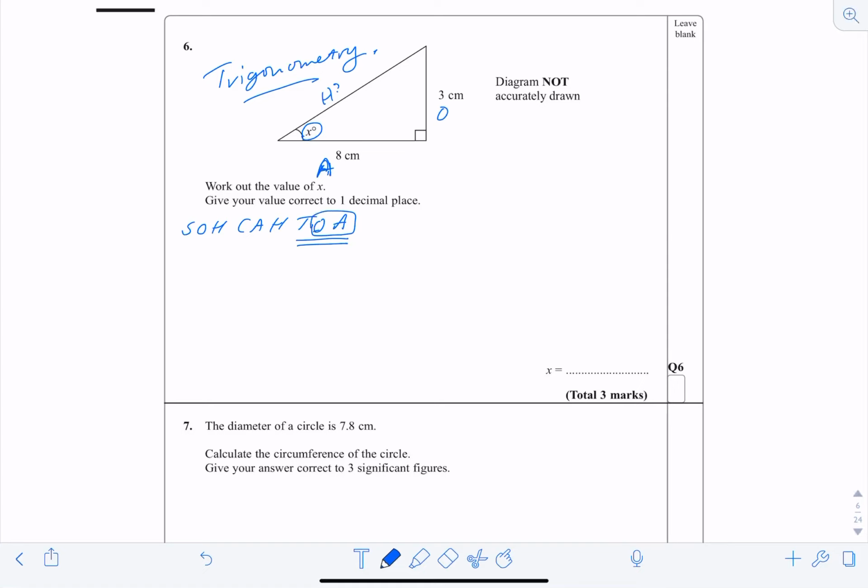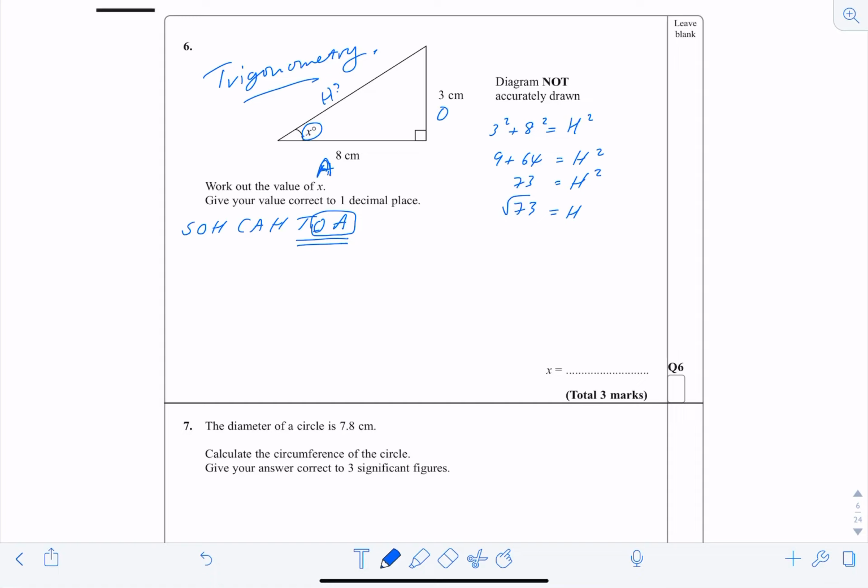Could I work out H? Yes, I could work out H as well by using a little bit of Pythagoras. 3 squared plus 8 squared equals H squared. So 9 plus 64 equals H squared. 73 equals H squared. And therefore H equals square root of 73. But that's not a very nice thing to use. So we're going to use just 8 and 3. We're going to use these O and A that is already given to us.